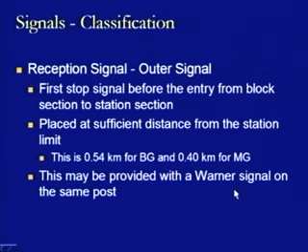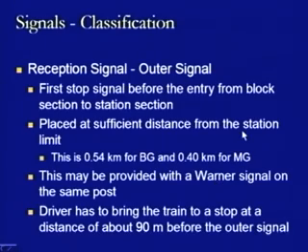If the Warner signal is horizontal, then you have to move with a restricted speed, but if both are down, then it means you can move with a higher speed, that is the speed with which the train is coming on this station section.